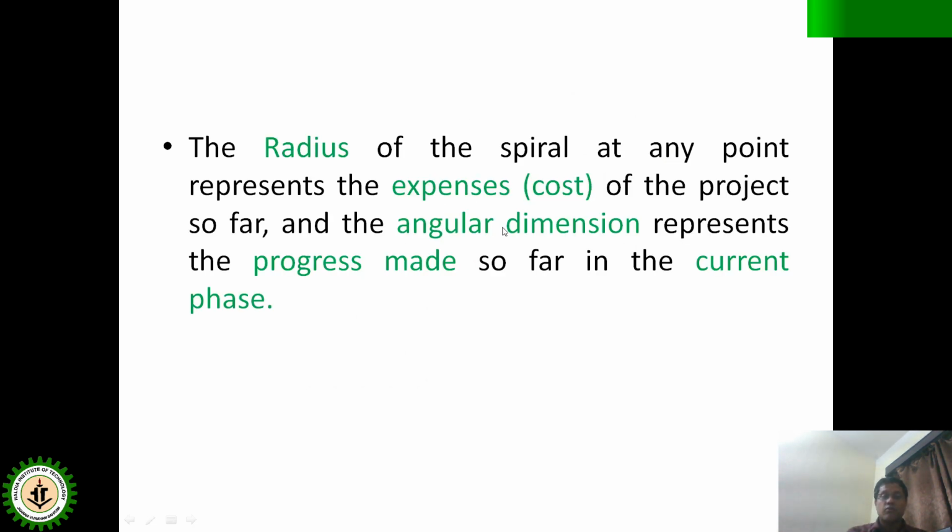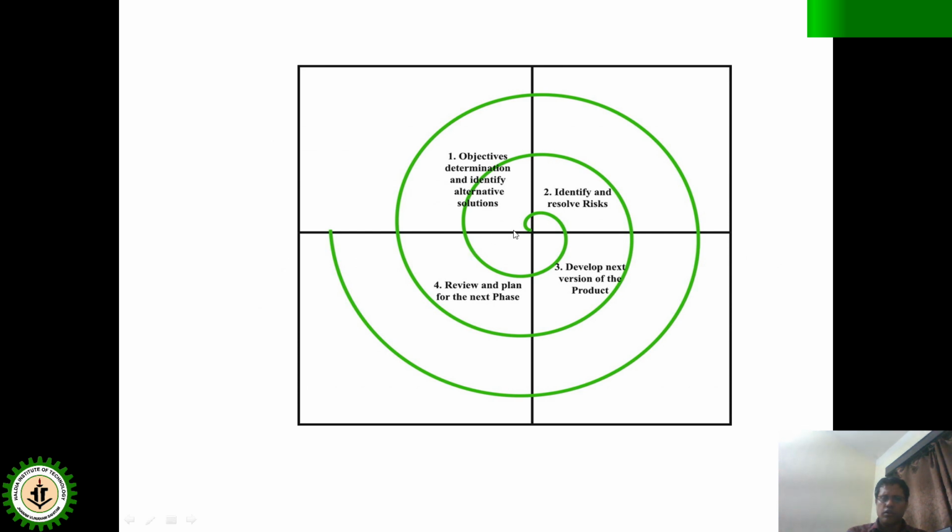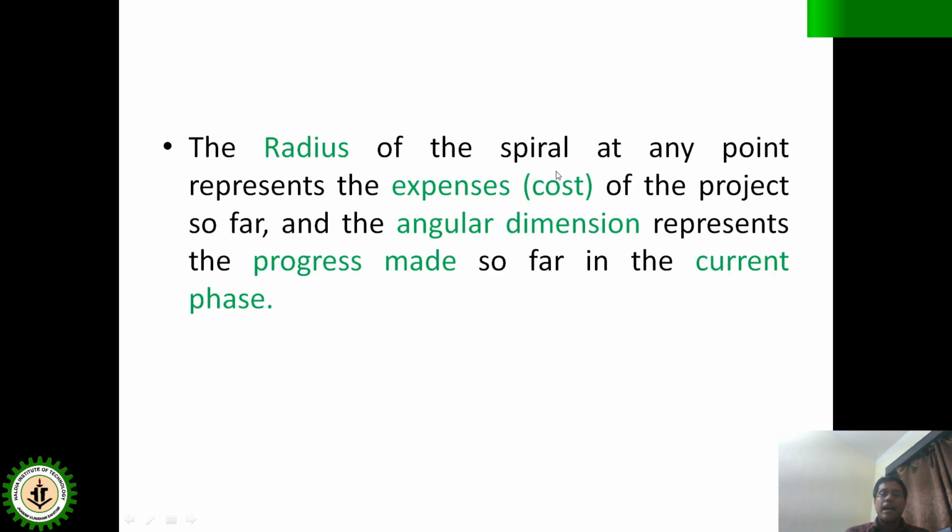And what is the angular dimension? The angular dimension represents the progress made so far in the current phase. Suppose this is the angle, this is the angle; the angular dimension is the work done in that particular phase. So this angle is less, this angle is more, so here less work is done, there more work is done. The angular dimension represents how much progress has been made in the current phase.